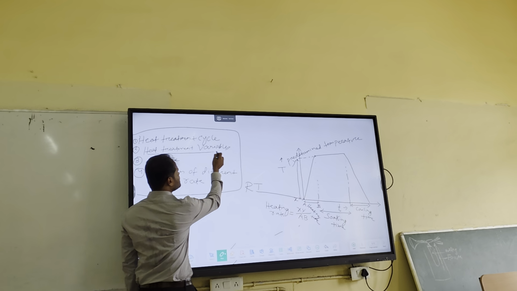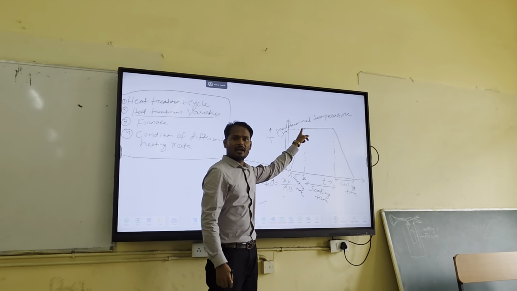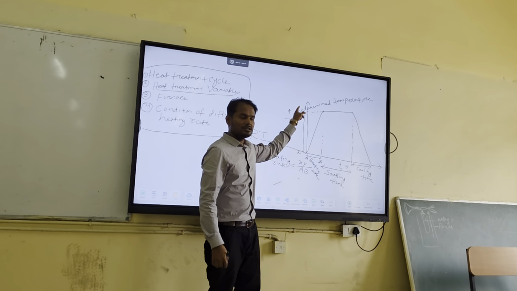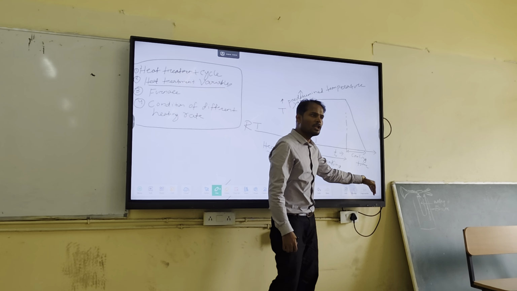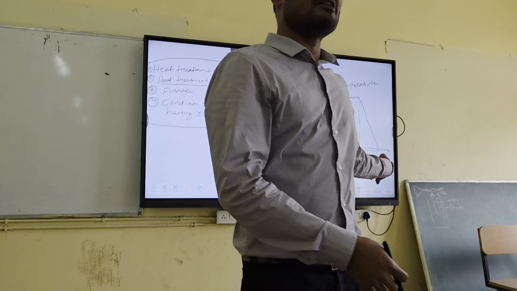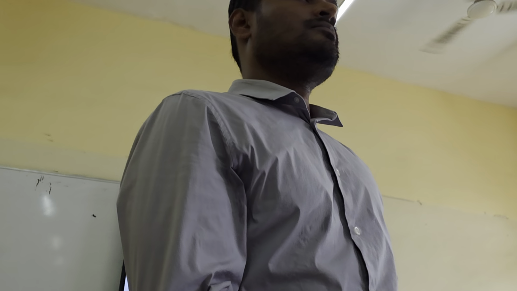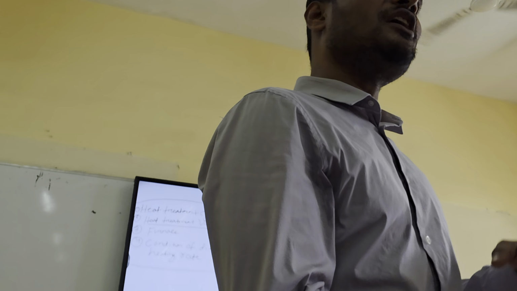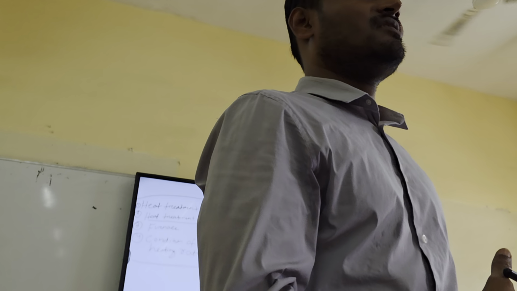Okay, heat treatment variables, it's simple. The heat treatment variables are heating rate, predetermined temperature, holding time, and cooling rate. If you want, you can write it down. This diagram itself is showing the variables. Why are they variables? Because if they vary, the property will also vary. That is the thing.